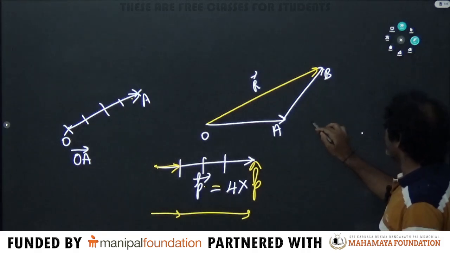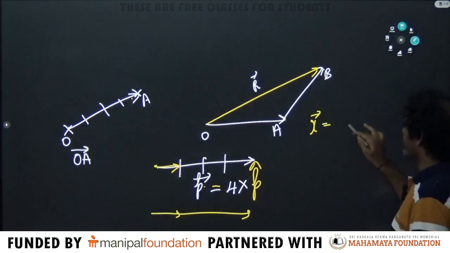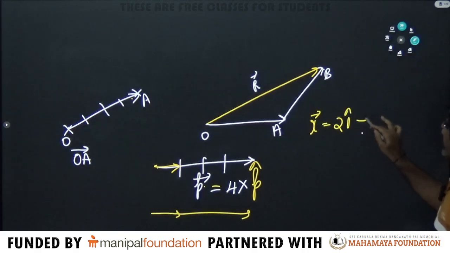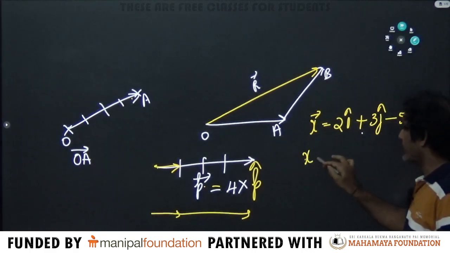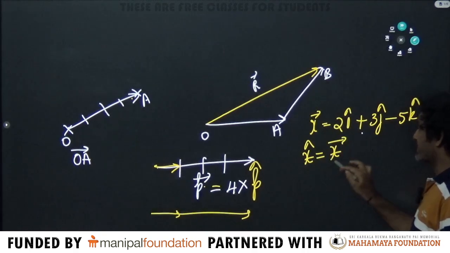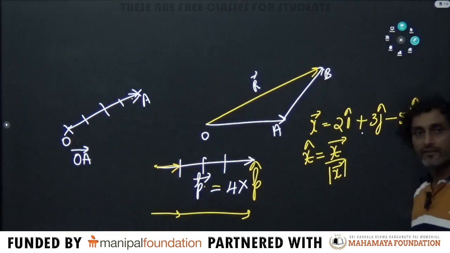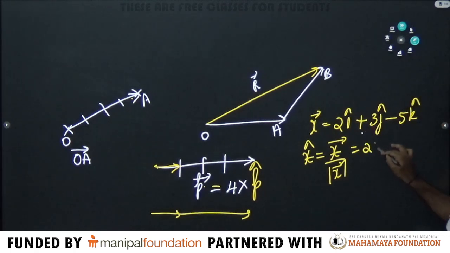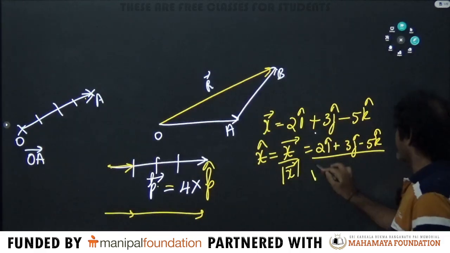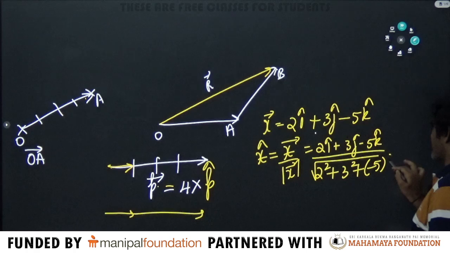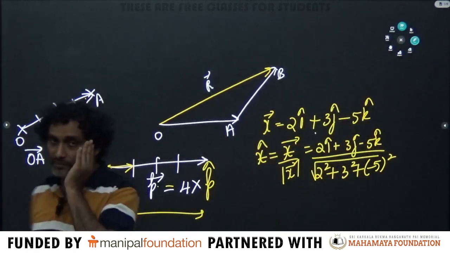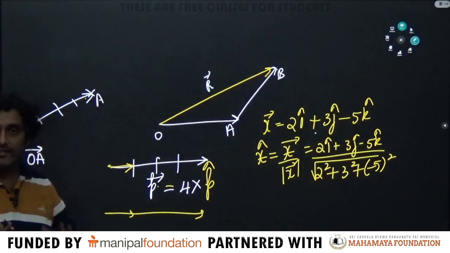What if I give you x vector as 2i cap plus 3j cap minus 5k cap, and I ask you to find x cap? Do we know it is the x vector divided by the magnitude of the x vector? X cap is (2i plus 3j minus 5k) whole divided by the magnitude, which is the root of 2 square plus 3 square plus minus 5 square. If you do this, you get the magnitude. Is that okay? Did you understand?